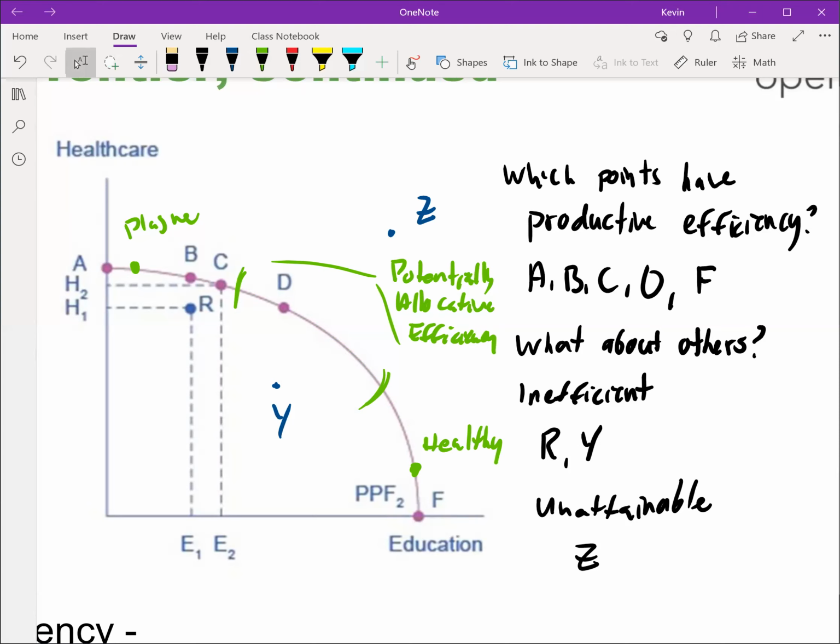And same thing for most goods. Most goods, we're going to expect to want some nice little balance between the two goods.